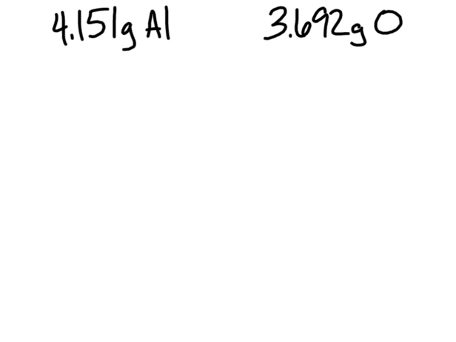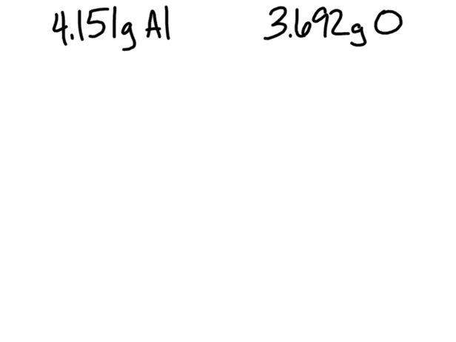Okay, so we have two masses right here. We have 4.151 grams of aluminum and 3.692 grams of oxygen. In order to calculate the empirical formula, we need to convert both of these into moles. And this makes sense considering that an empirical formula is showing the lowest ratio of different elements within a compound. But what you're really showing there is the molar ratio within the compound.